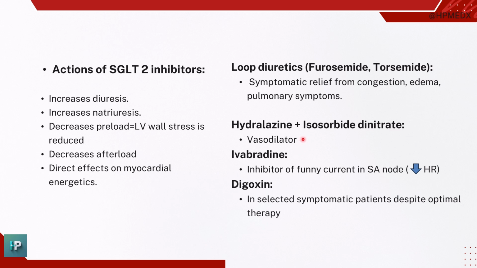And ivabradine, you can see it is an inhibitor of funny current in SA node, and it is used only if the heart rate is more than 70, as it decreases the heart rate. And then digoxin, it is used in selected symptomatic patients despite optimal therapy.